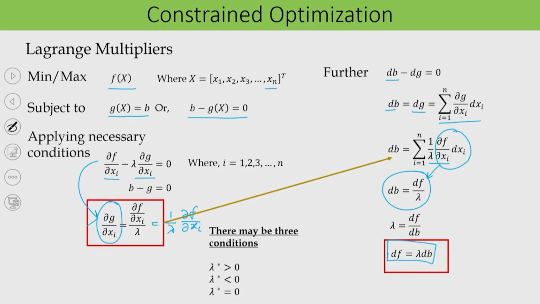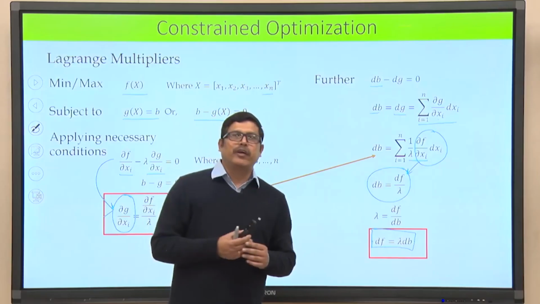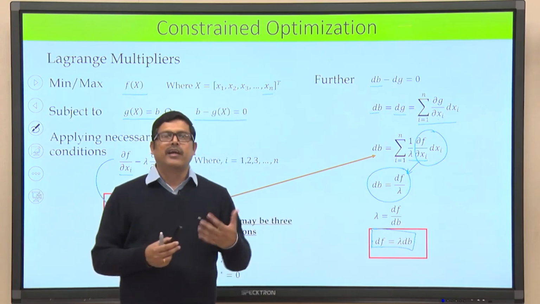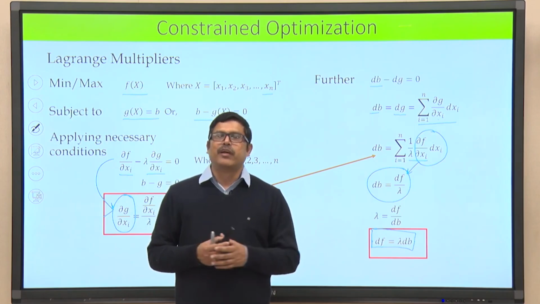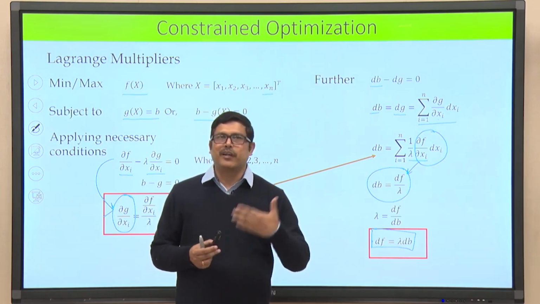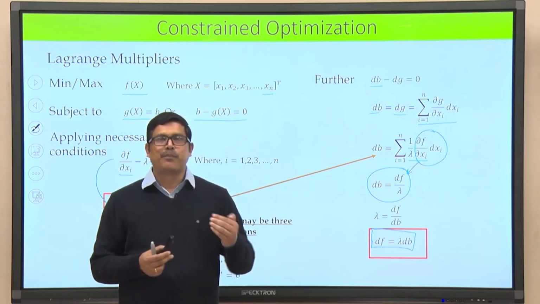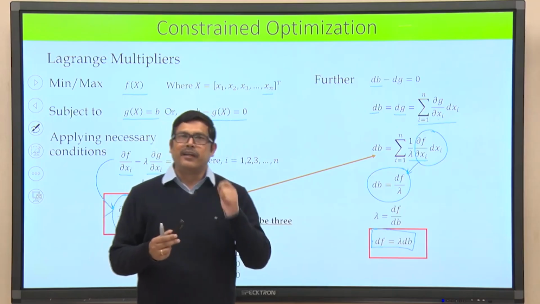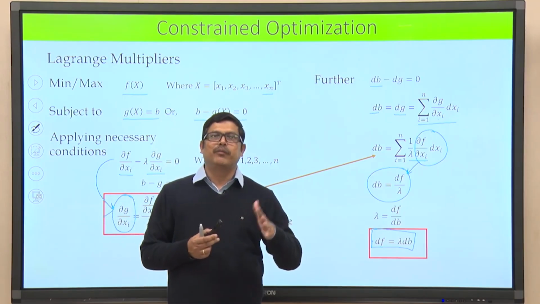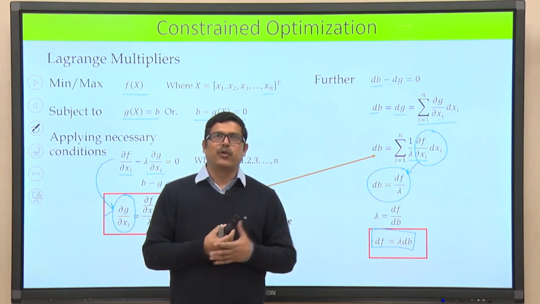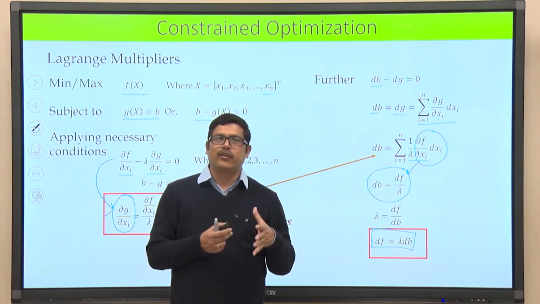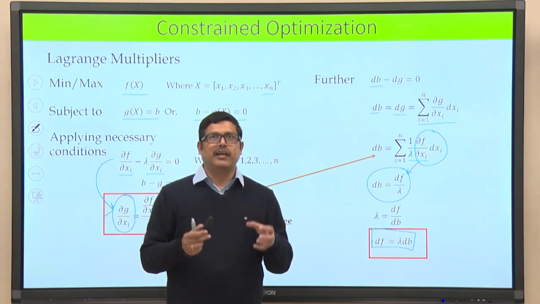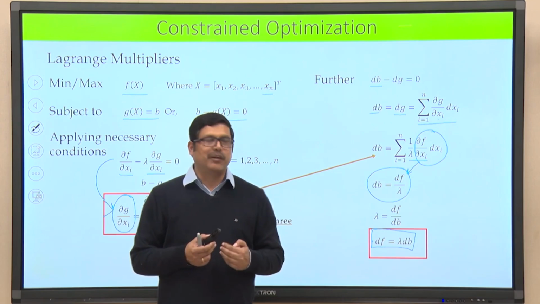Now, consider lambda is negative. In that case, if you are relaxing your constraint, that means del B is positive, there will be a marginal improvement of your objective function value. But if you are tightening it, that means del B is negative, the function value will increase. So if you are tightening your constraint, the function value will increase, but if you are relaxing, the function value will reduce, a marginal improvement.